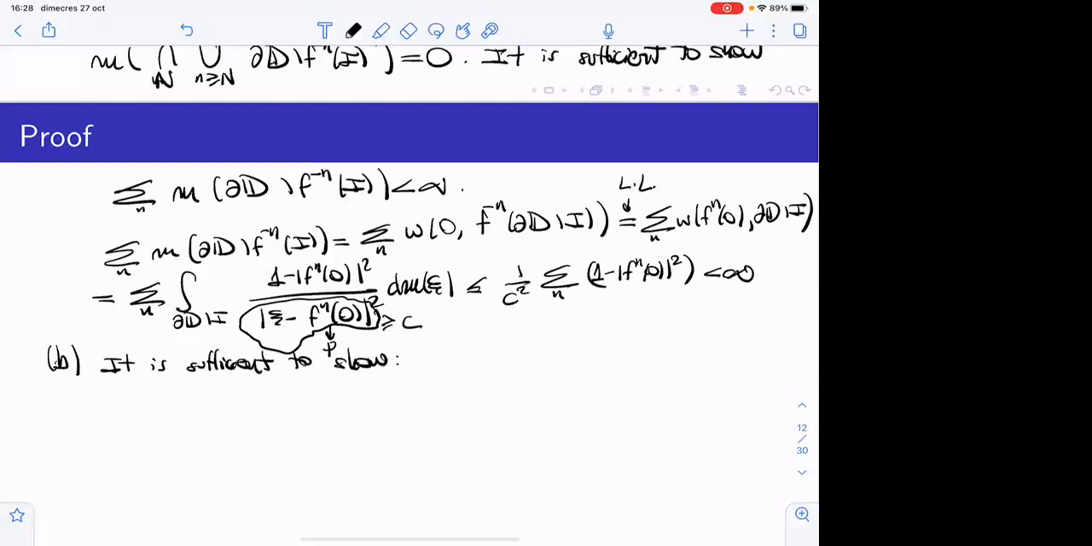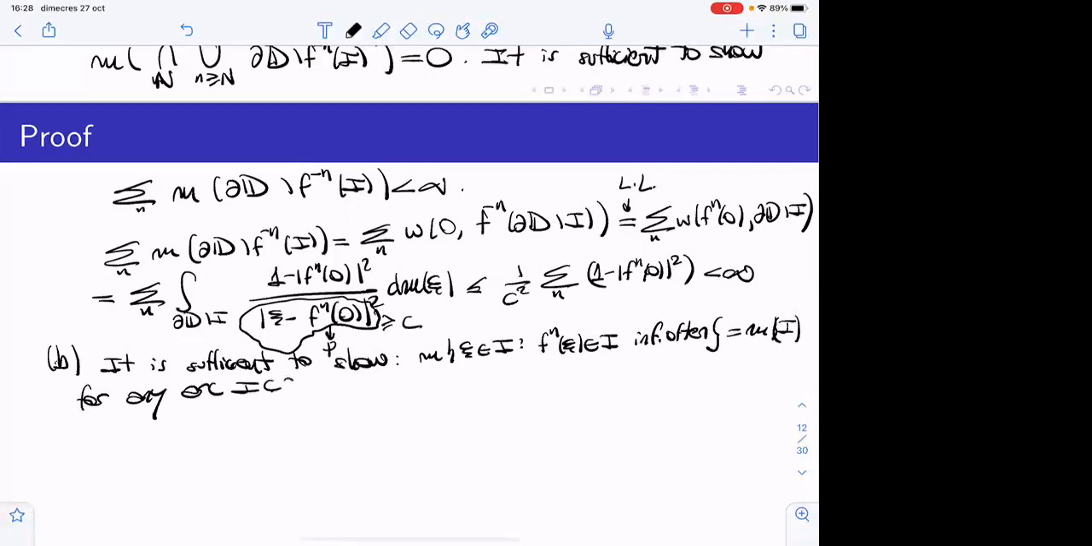So for that, it is sufficient to show the following, that for any arc, the measure of the set of points in the arc such that the iterates lie in the arc infinitely often, so for infinitely many n, let me write infinitely often, is precisely the measure of I. And this should hold for any arc I of the unit circle. Okay, so this is our goal, right? To show that at almost every point of an arc I, the orbit visits this arc infinitely often.